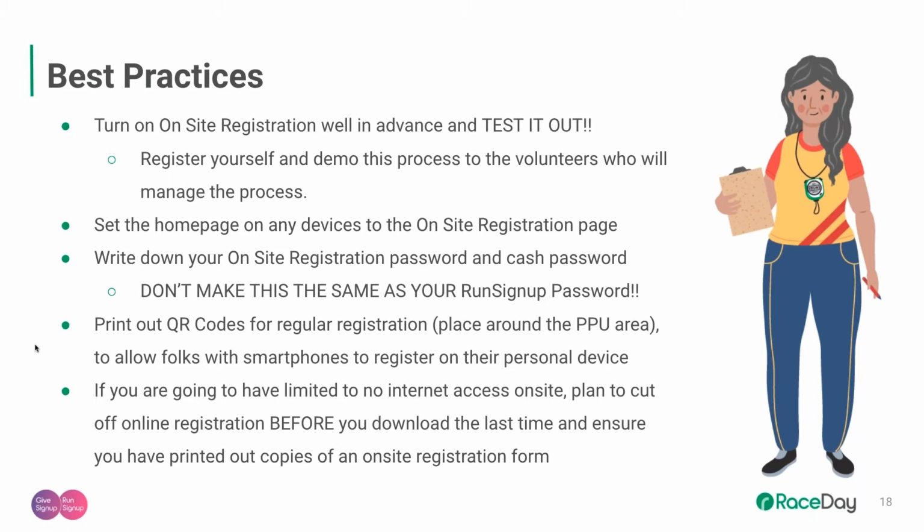Also, write down your on-site registration password and cache password. The on-site registration password is to get into on-site registration for these kiosks. So do not make it the same as your RunSignup password. Like if you guys want to go to this one, it's quite literally at the moment Reg1. So if you happen to have scanned that QR code on my page and it's still sitting on your device, the password is REG1. You're more than welcome to go in. There's no personal information in that test account.